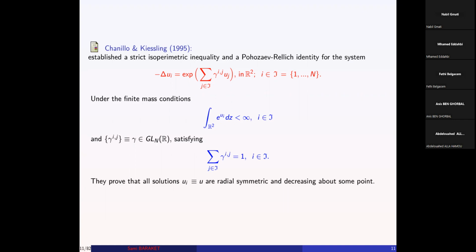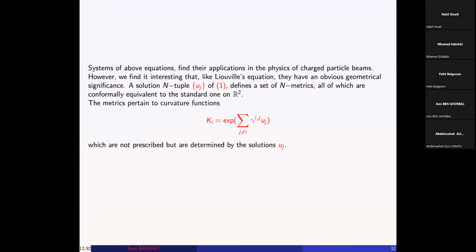They proved that necessarily all u_i are some function u, which is radially symmetric and decreasing about some point. This function is the solution of the Liouville equation, which is known on all of R2. Also, this problem has applications in physics and geometry. In physics, in the charge of particle beams, and in geometry, in the construction of new metrics which have some prescribed Gauss curvature.